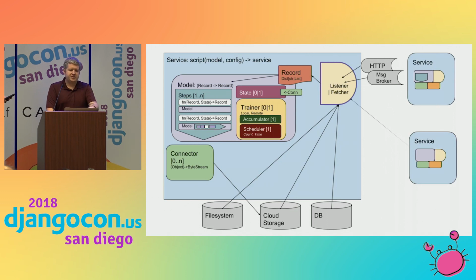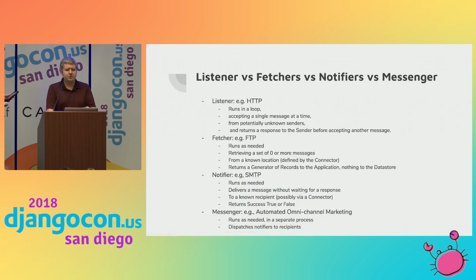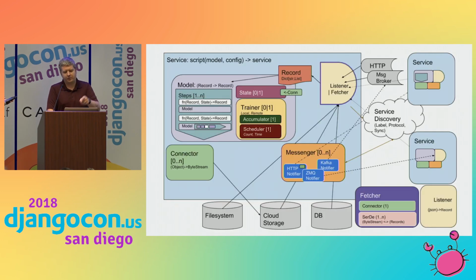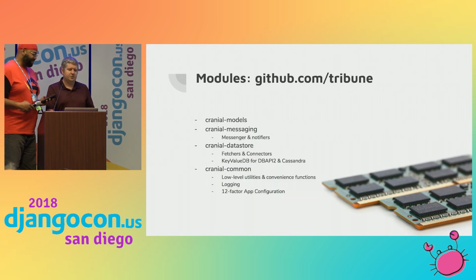We keep going. Services that have other models in them can all talk to each other. We have a messenger. You use service discovery to help them find each other. You can use a message broker if you want, but you don't have to. These things are all very similar, but these slides will help you figure out how they're different. Messaging queues suck, but they don't. Just use them correctly. Fetchers and listeners are how you move data around. ETL is done too. There's where you find it.